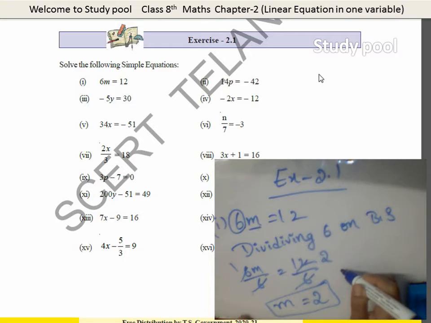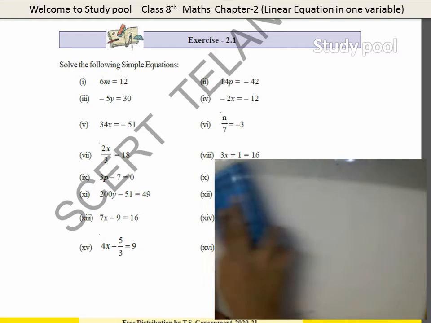This is the simple method. So instead of using this method, we are using transposing method every time. In all the sums now I will use only the transposing method to solve, not this method. I just made you understand how we got transpose here. Now let us see the second one.